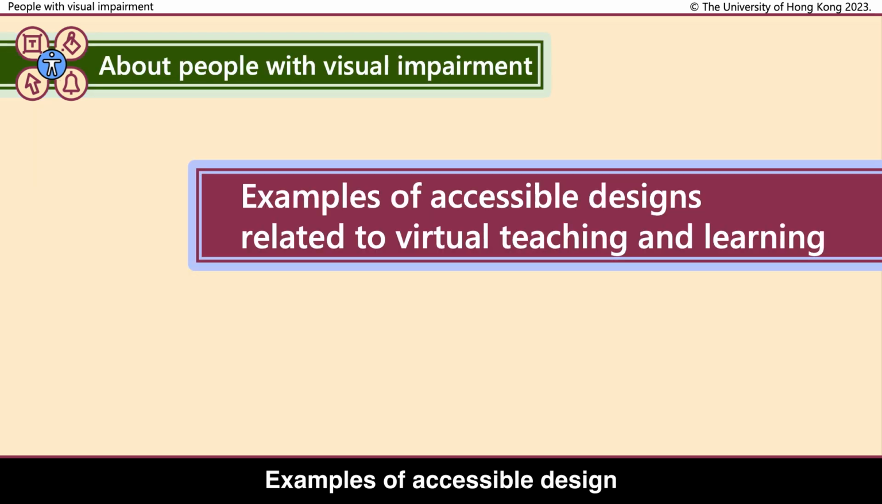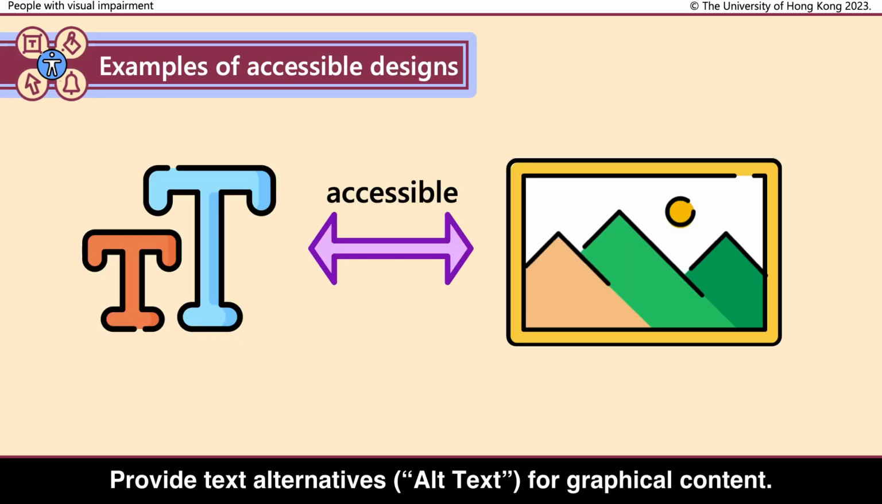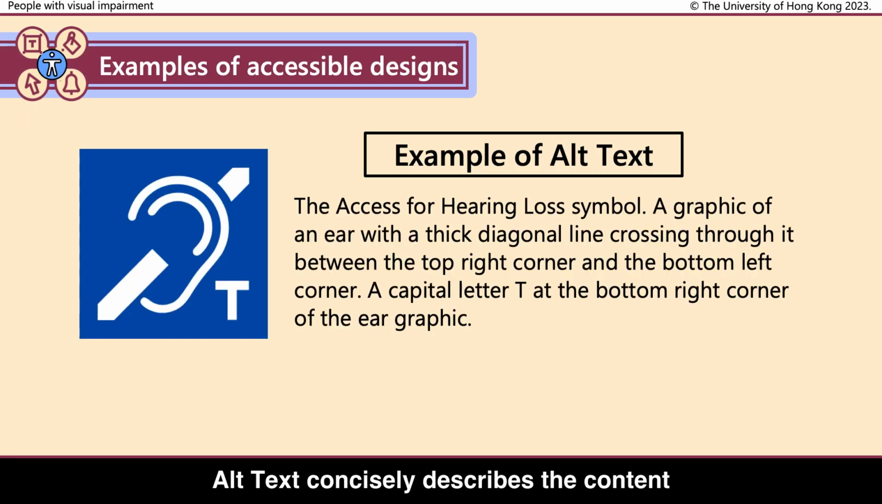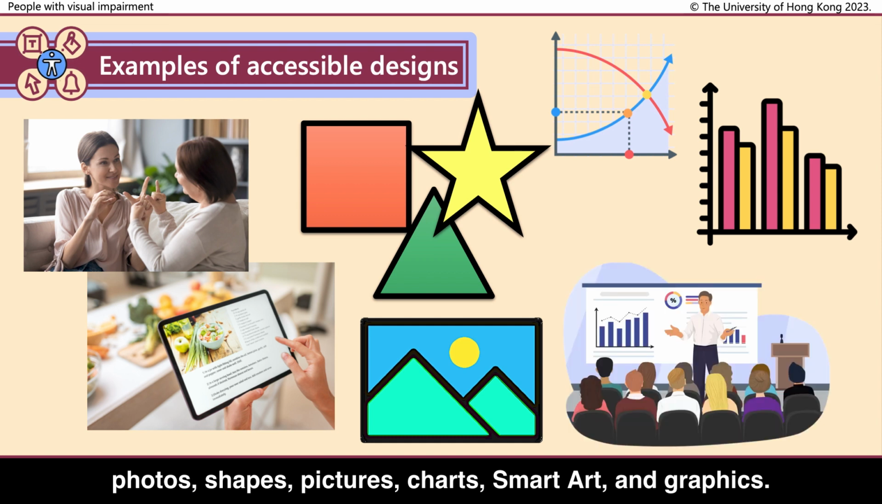Examples of accessible design related to virtual teaching and learning include the following: provide text alternatives, alt text, for graphical content. Alt text concisely describes the content and the purposes of the graphical content in brief phrases or 1 to 2 sentences. Examples of graphical content include photos, shapes, pictures, charts, smart art, and graphics.